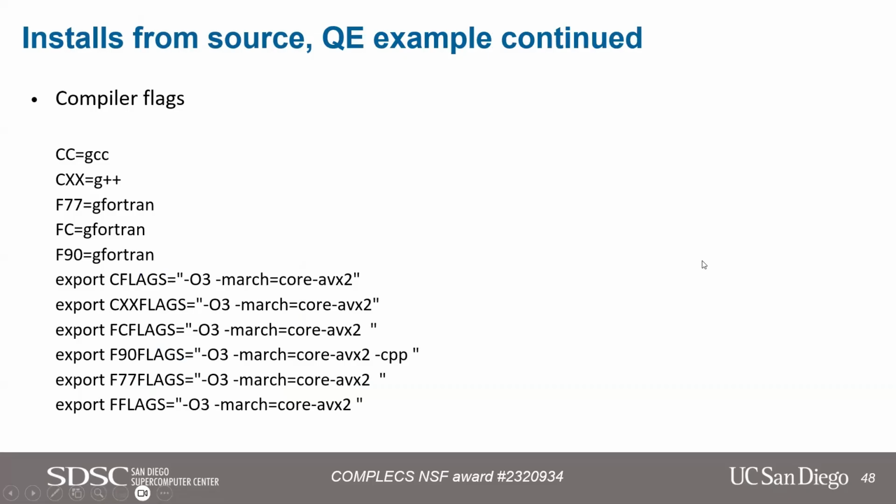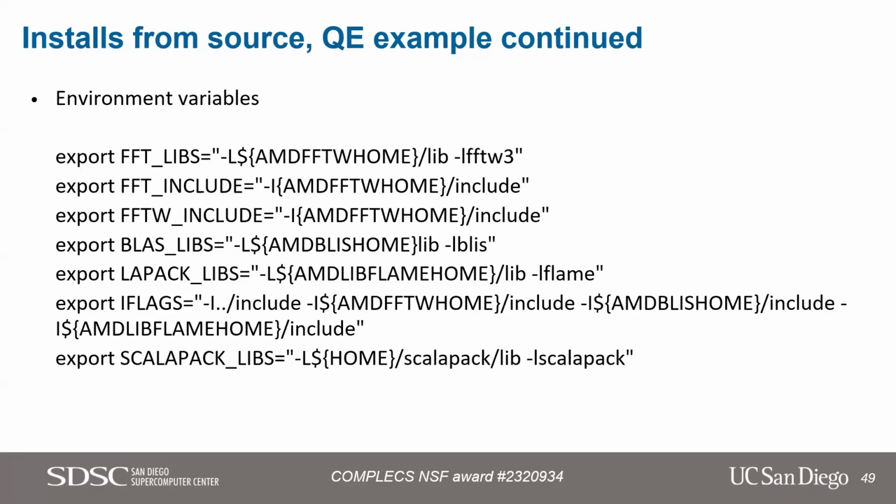And we can also specify a few compiler flags. For example, here to build the Quantum Espresso, we specify which CC or C++ or Fortran compilers to be used, and what C flags or C++ flags or the Fortran flags we want to use. And of course, we can also set up a few environment variables directly before we configure and compile the source code.